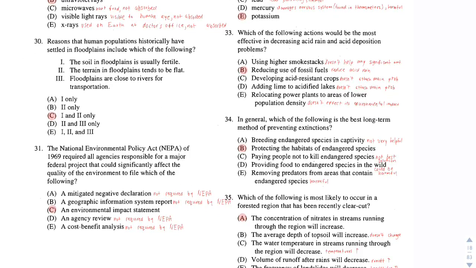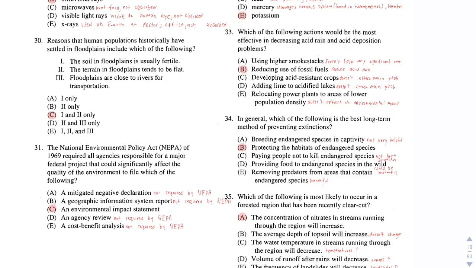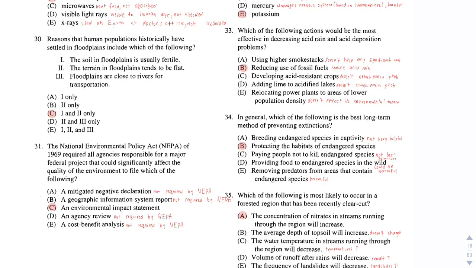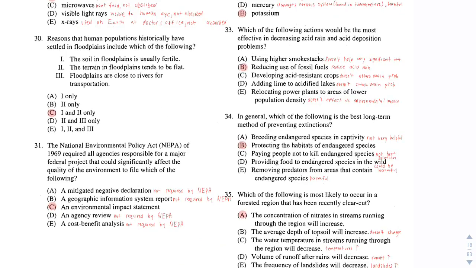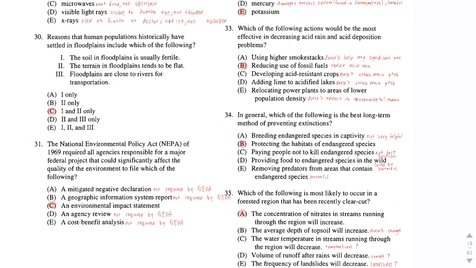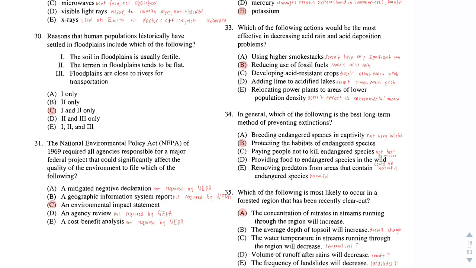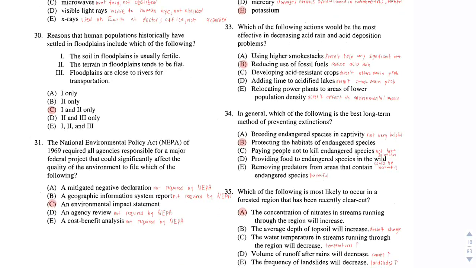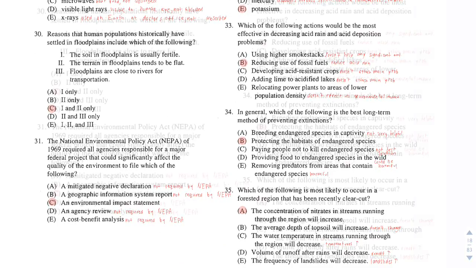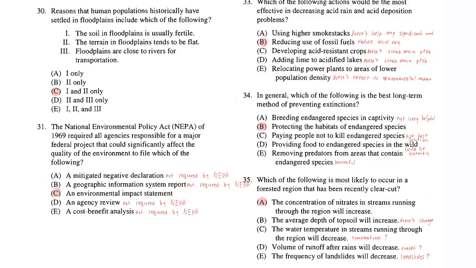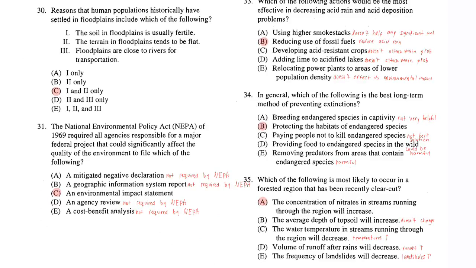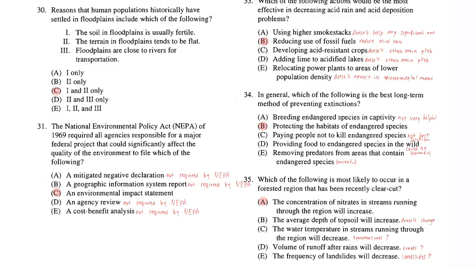Number 34, in general, which of the following is the best long-term method of preventing extinctions? The answer choice would be B, protecting the habitats of endangered species. Breeding endangered species in captivity is not very helpful. Paying people not to kill endangered species is not the best solution. Providing food to endangered species in the wild is not the best solution and could be very harmful. And removing predators from areas that contain endangered species could be very harmful.